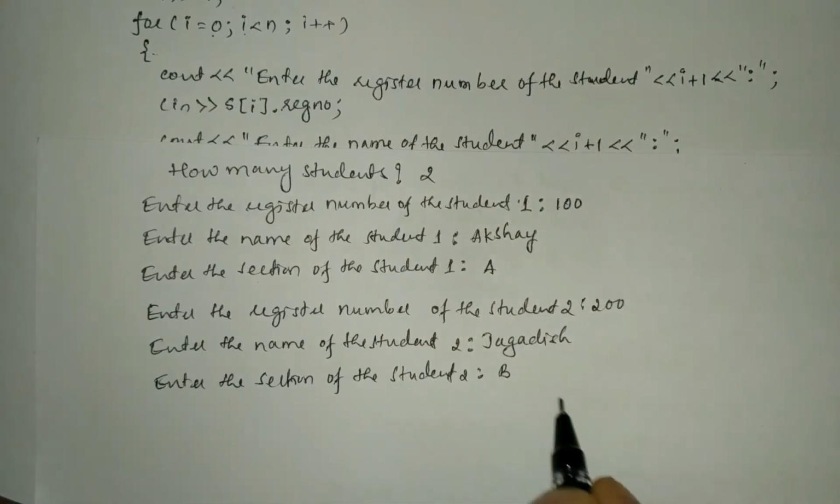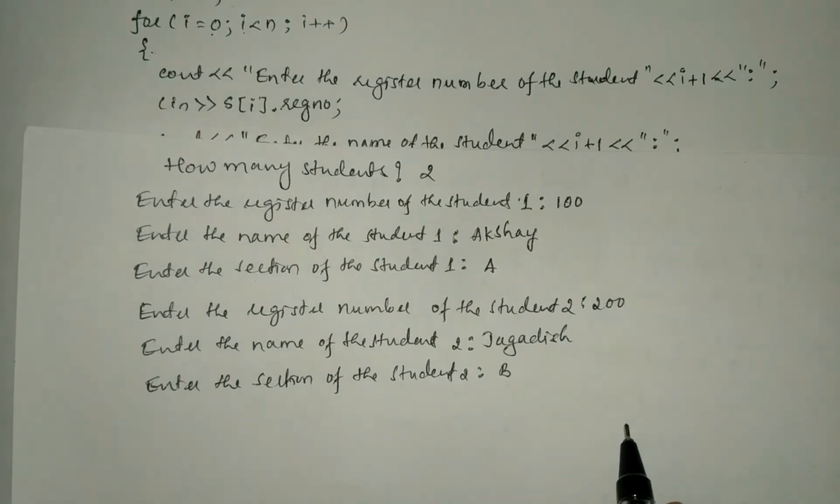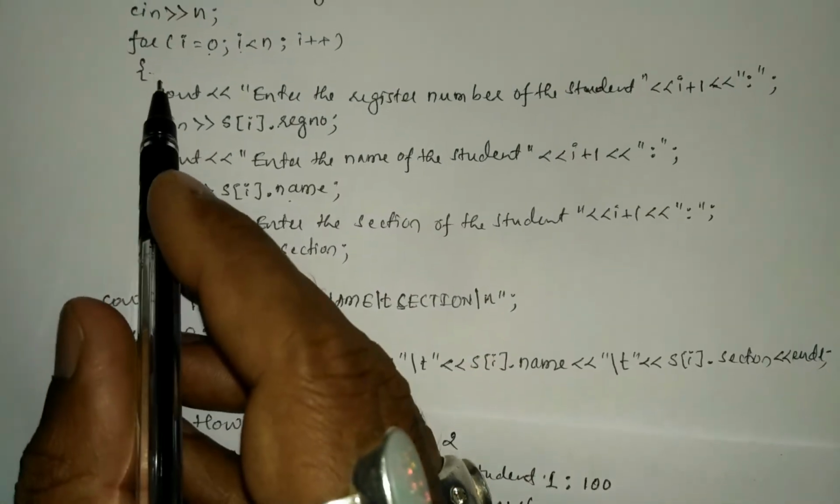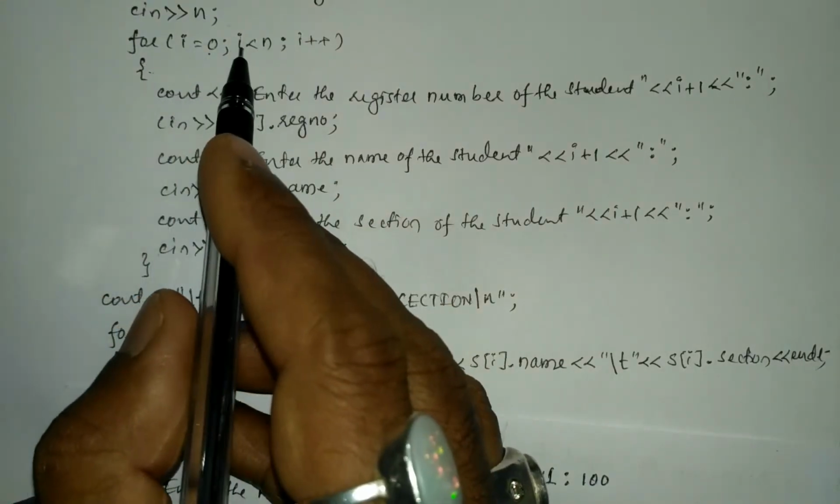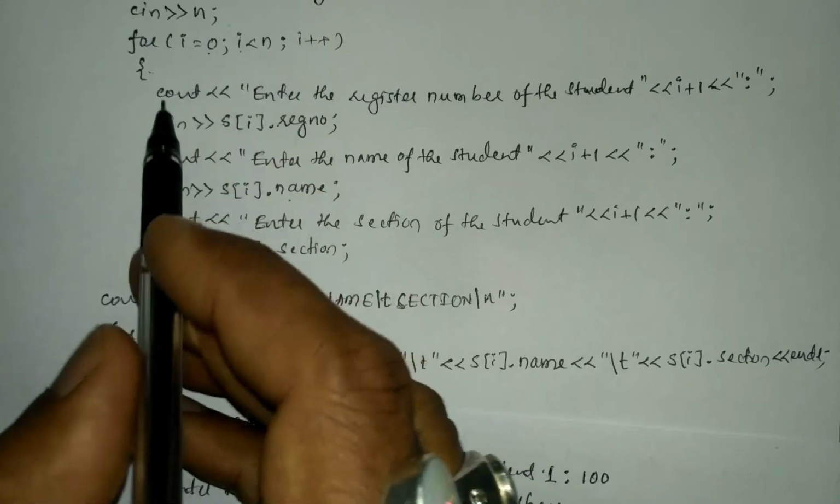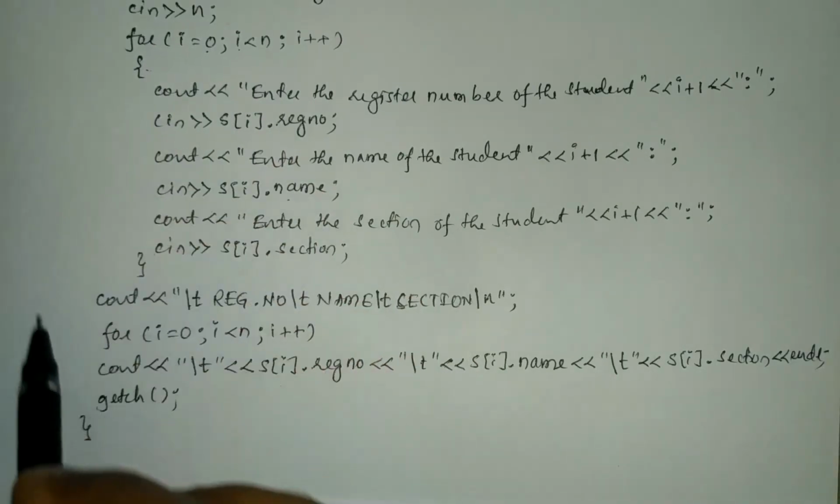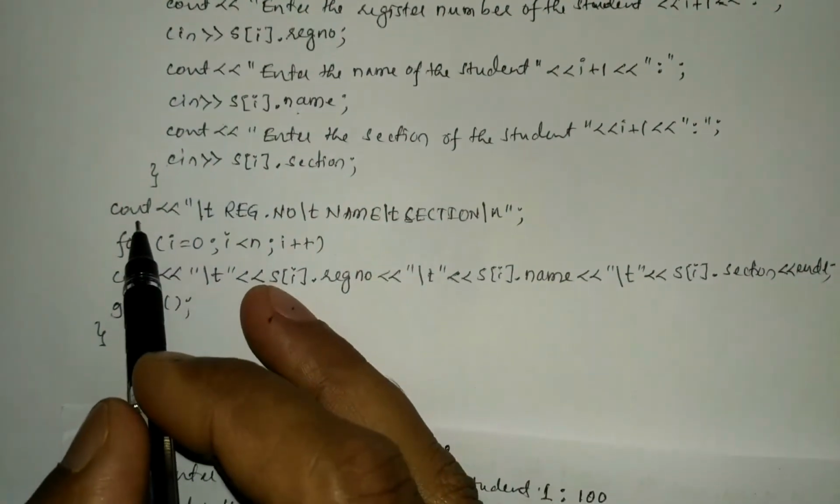For example, I'm going to enter B over here. Yes. So once again, control transfers to the for loop by incrementing the value of I by 1. Now I value is 2. Is 2 less than 2? No, the condition fails. Once the condition fails, control directly jumps to the next statement.